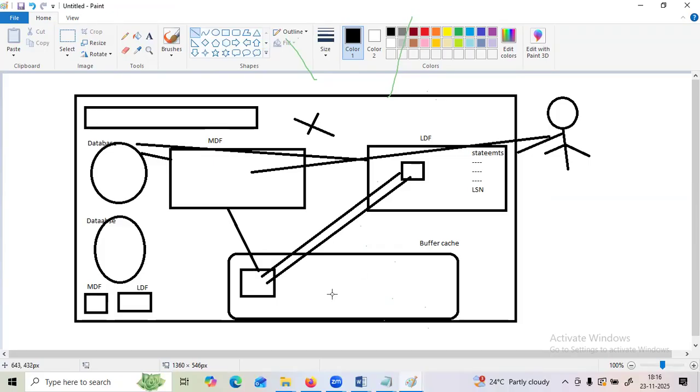So I have a transaction. That transaction is going to modify a particular table or page. Those pages are picked from the disk and kept in the buffer cache, and that information is simultaneously recorded into the LDF. The modifications happen here, and once the commit happens, the commit also happens here. So initially, whatever modifications are happening, those transactions are recorded into the LDF.